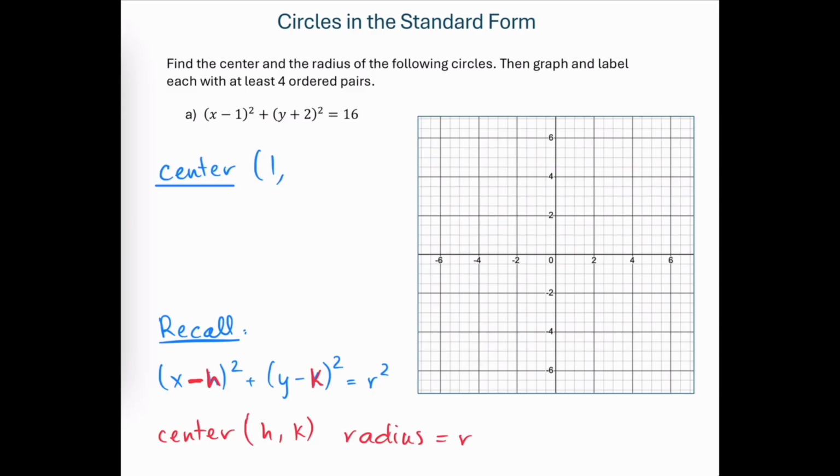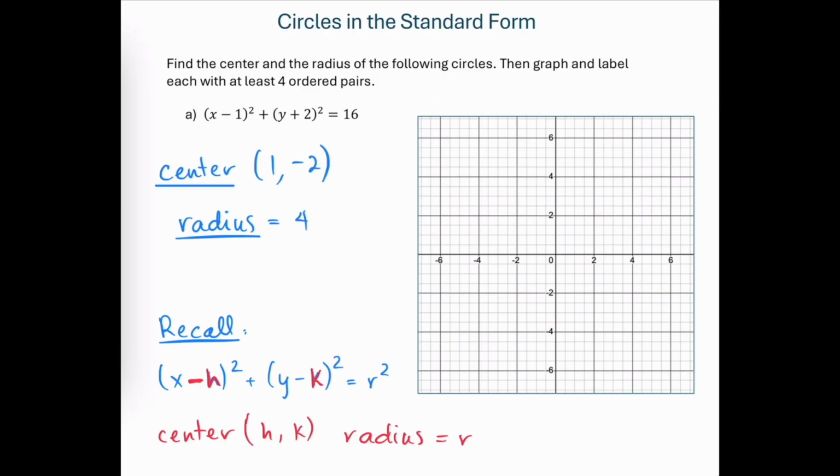And then we could think about the x-coordinate of the center being essentially the opposite of what we see in here. So if we have a minus 1 in our standard form of the equation, the x-coordinate of the circle is going to be a positive 1. And here, since we have a plus 2 in the binomial, the y-coordinate of the center is going to be the opposite of that, or negative 2. We can also get the radius from the equation, but let's recall that this quantity here is the radius squared. So if the radius squared is 16, that means the radius must have been 4.